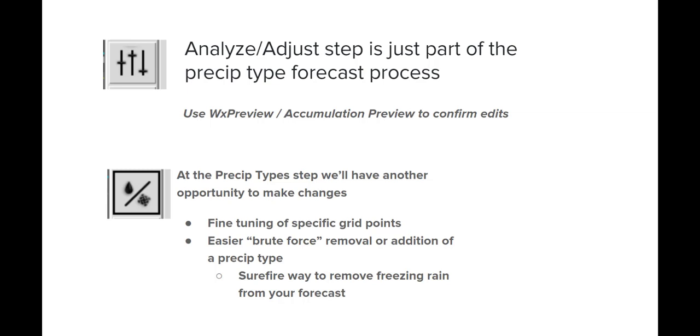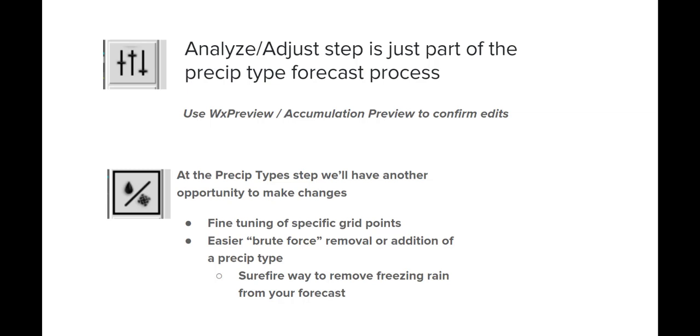Don't forget to use the weather preview again after edits are made to see if the desired changes are satisfactory to you. At the precip type step, we will have another opportunity to make changes, and this is where we can do some things like fine-tuning of specific grid points and easier brute force removal or additions of precip types.